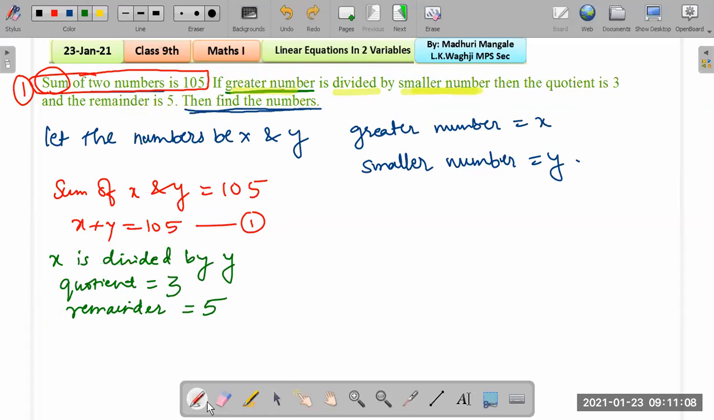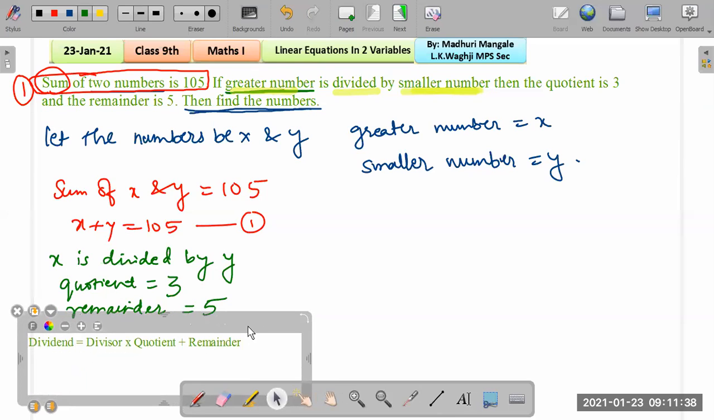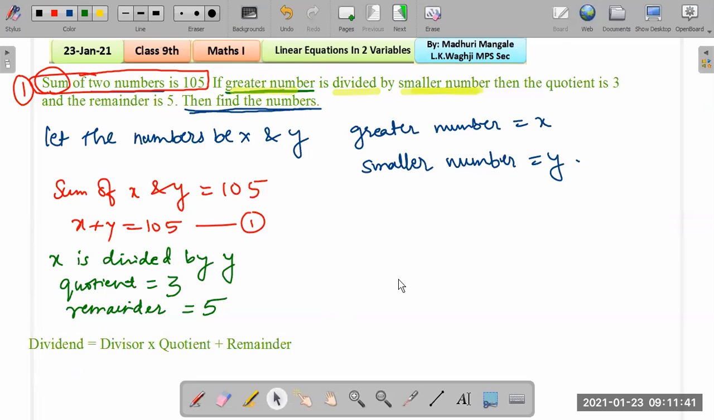Now how do we get the equation? For this type of situation we always use the standard form. The standard form is: dividend equals divisor times quotient plus remainder. This is the formula we use whenever we are given a problem based on division. You know the quotient, the remainder, the dividend and the divisor.